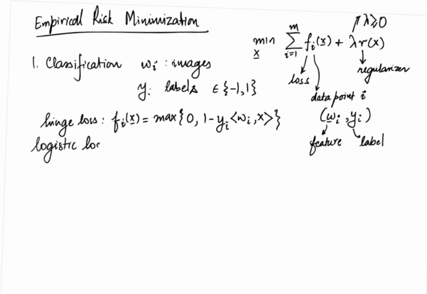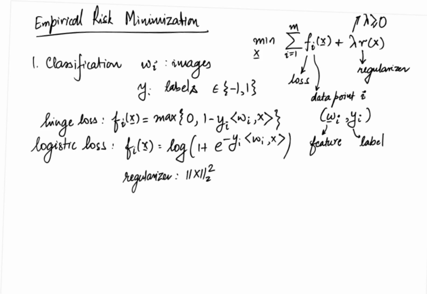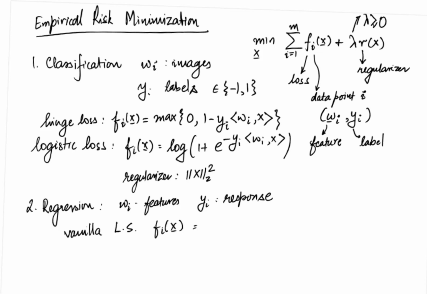Another common one is the logistic loss function, which is given by f_i of x equal to log of 1 plus e raised to the power of minus y_i times the inner product w_i, x. If we are worried about overfitting, we might regularize these problems by adding the term r of x equal to the norm of x squared. On the other hand, you could also be looking at the regression or curve fitting problem. In that case, w_i corresponds to some features and y_i corresponds to response variables. For the regression problem, a common objective function is the least squares problem, where the objective function is the difference between y_i and the inner product of w_i, x, squared.